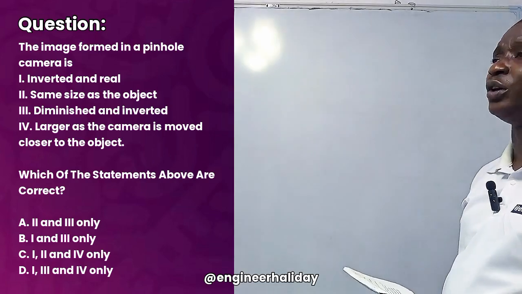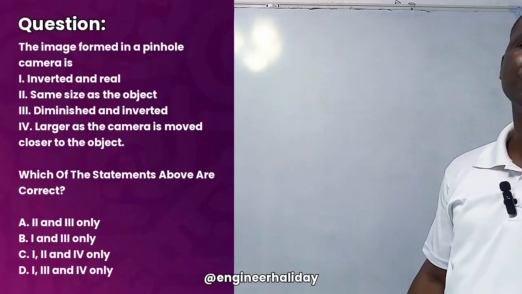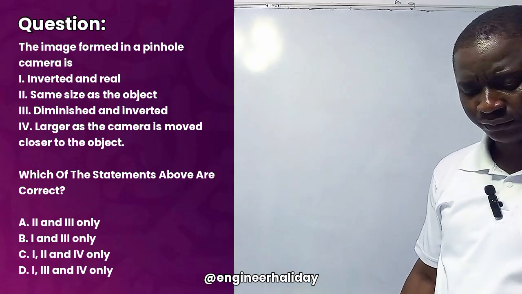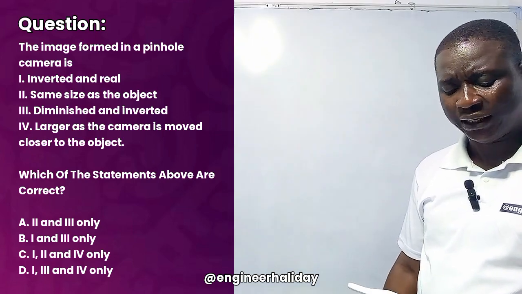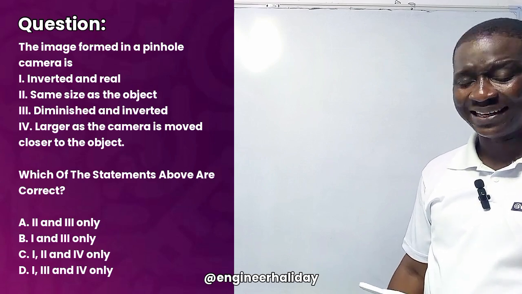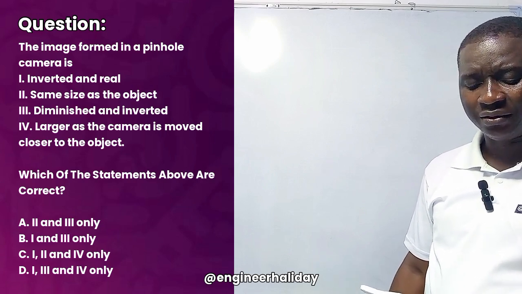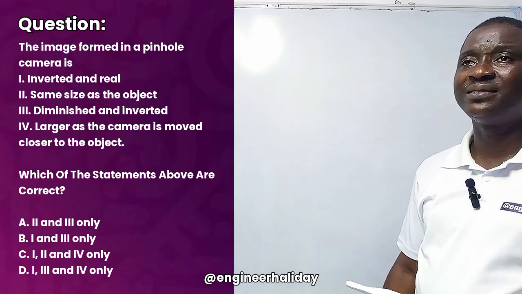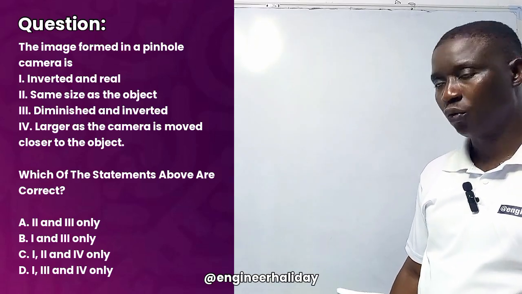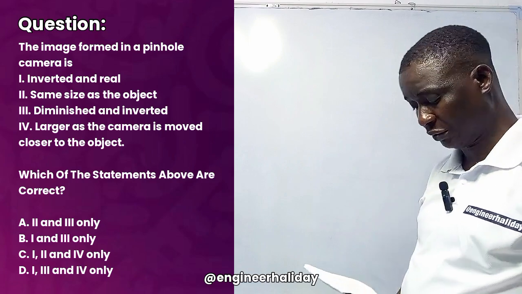So which of the above statements is correct, or are correct? A, 2 and 3 only. B, 1 and 3 only. C, 1, 2 and 4 only. D, 1, 3 and 4 only. Let's go. Let's kick off from here.